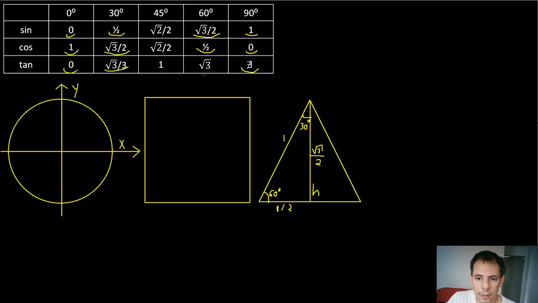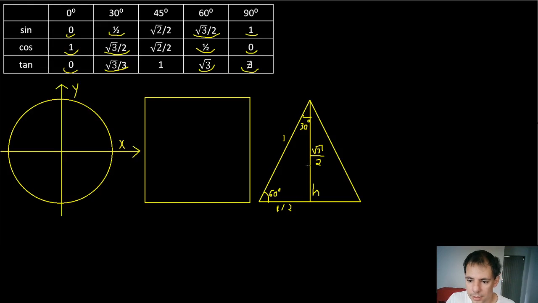Right. Now the tangent of 60 is going to be square root of 3 divided by 2 times the reciprocal of half, because it's square root of 3 divided by 2 divided by half. Dividing by half is the same as multiplying by 2. So you simplify these and you have square root of 3. That's why the tangent of 60 is square root of 3 here. All right, so all these are covered, right?